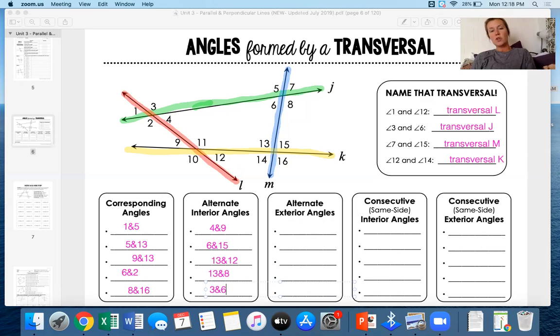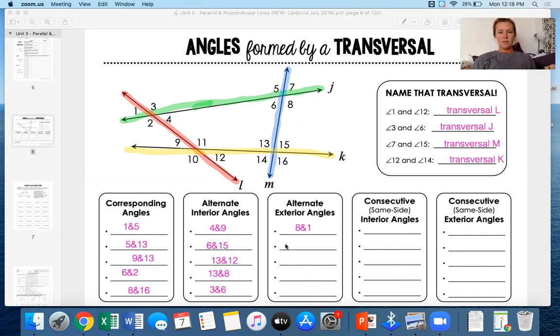So 3 and 6 is, we're looking at alternate interior. It's got to be on the inside. 8 is on the exterior. But we'll do 8 right now. So how about 8 on the green transversal? Which one would go with it? 1, perfect. All right, how about 14 on the blue transversal?